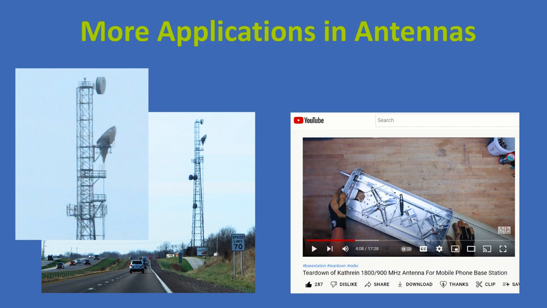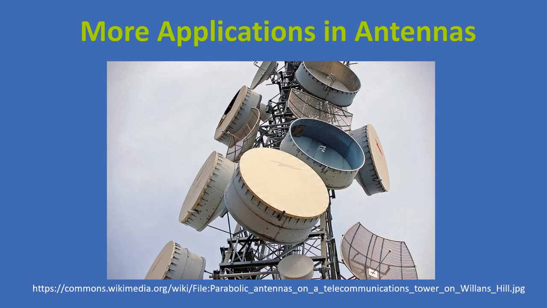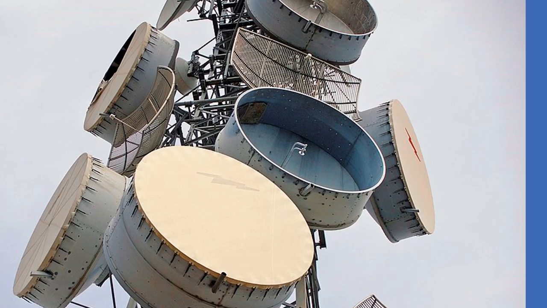And here's a few more examples of antennas that use reflectors. There is a dish antenna at the top, and this is for transmitting data across the country. It operates at very, very high frequencies and is very focused, so it can transmit tens or hundreds of miles, depending on how tall the tower is. It doesn't actually look like a parabolic dish antenna. However, it is, as we can see in this slide.